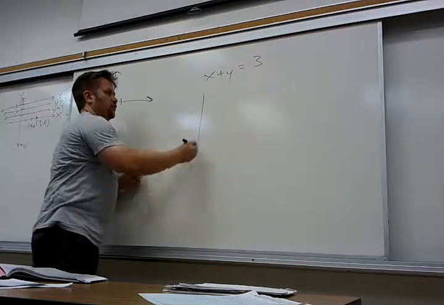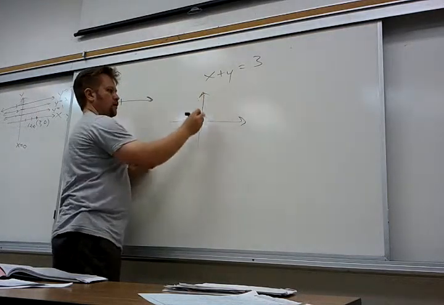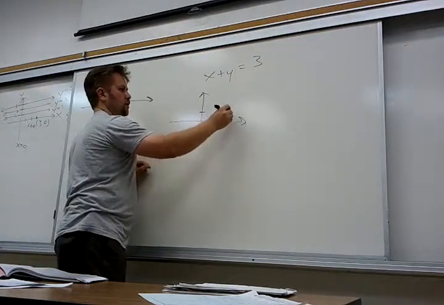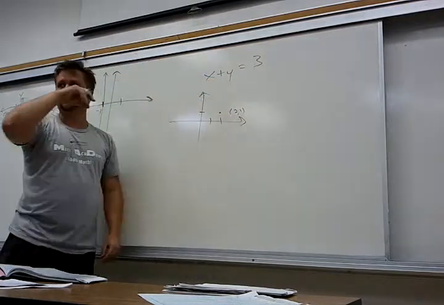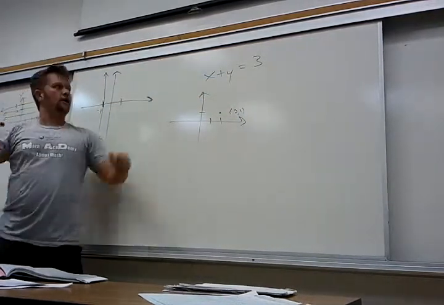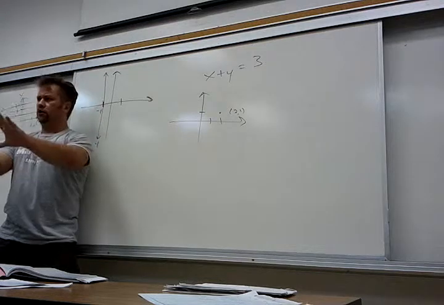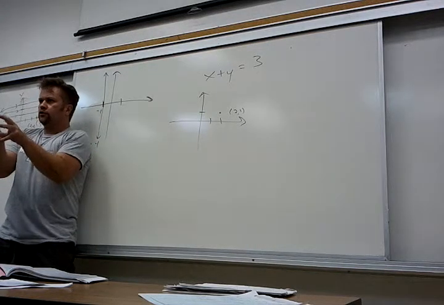Give me an example of a point that works there. Yeah, 2, 1 is on that line because 2 plus 1 is 3. So any equation sets a restriction on my x and y and says, you must do this.